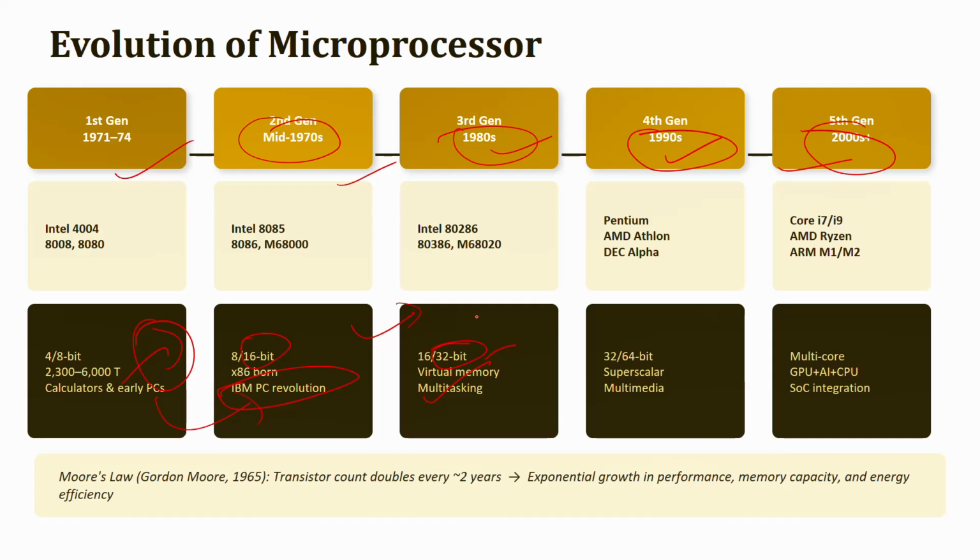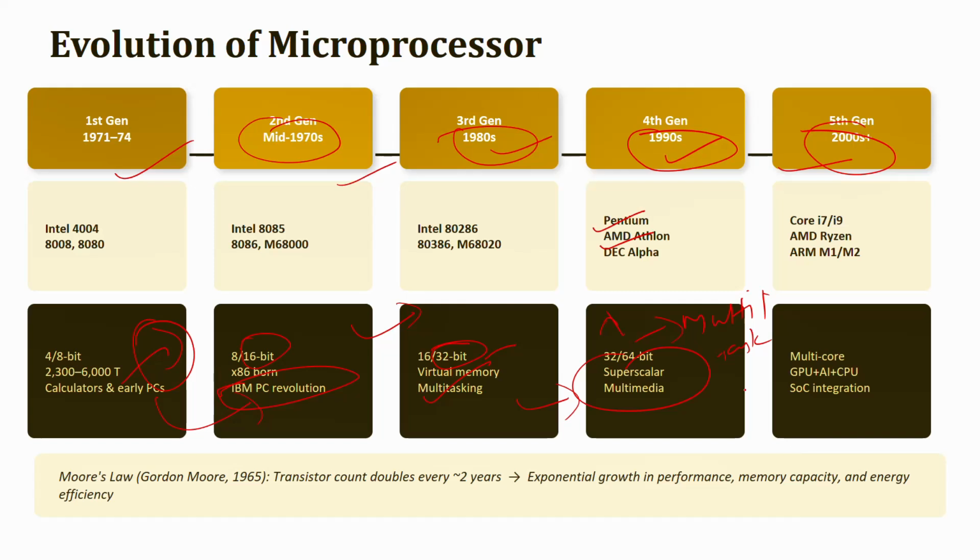The next one is the fourth generation of the microprocessor, which does superscalar functionalities and multimedia functionalities with the multitasking options. These things are additional to the third generation processor. The best examples of this fourth generation are the Pentium and AMD processors.